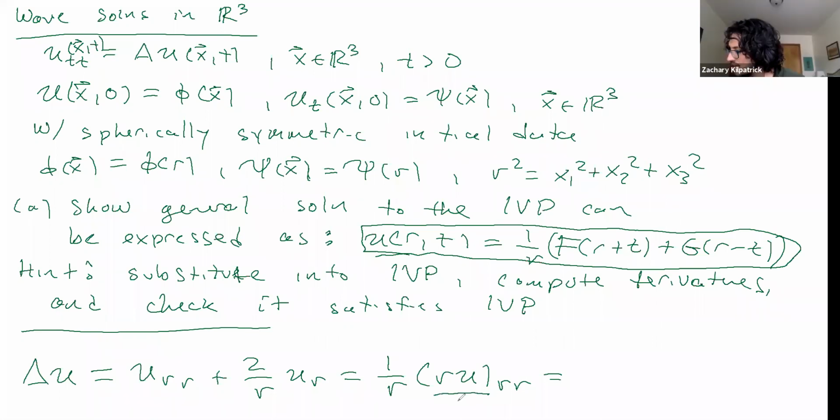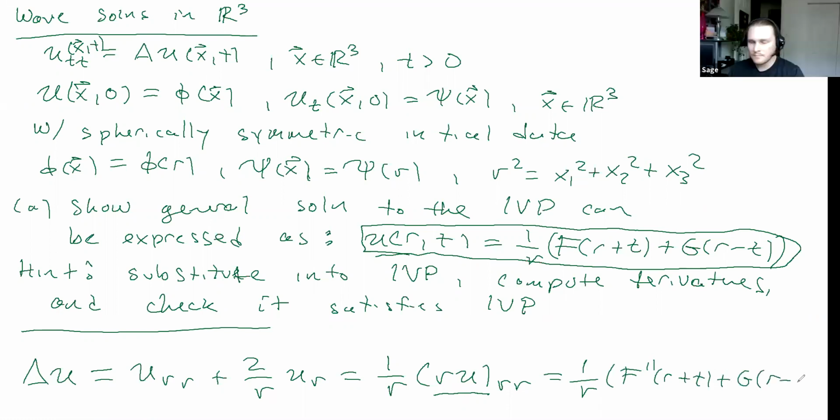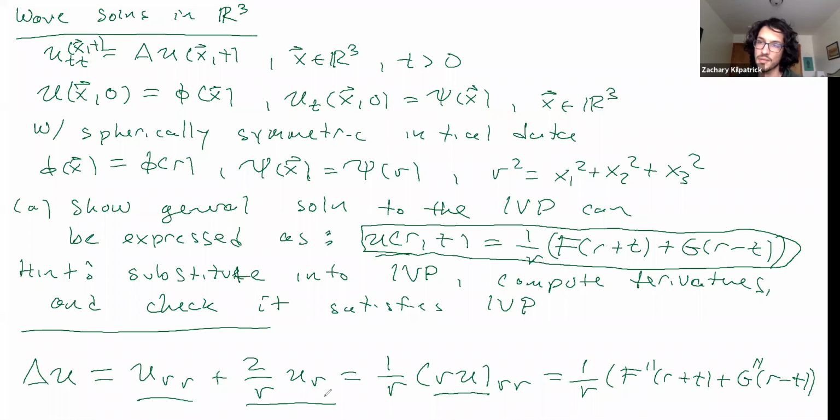Once you do this, you don't have to fuss with the product rule and everything. So you just end up with 1 over r times F double prime of r plus t plus G double prime of r minus t. I would assume a lot of you started going the route of computing those things individually, and then you have to do all the product rule and calculus rules. So that's definitely the way to go.